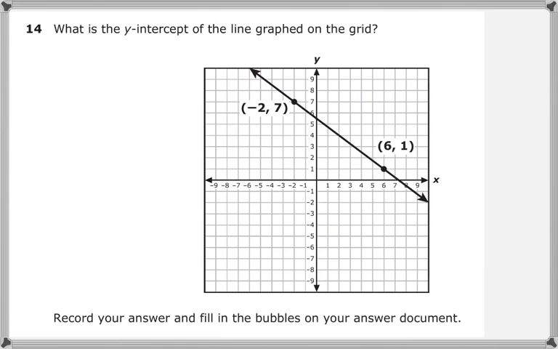We can see that the y-intercept looks like it's in between 5 and 6, but we don't know for sure that it's exactly halfway in between. So let's take a look at the slope. Let's start with the rise. We can see that the slope is negative, so from left to right, as x increases, our y values go down. That tells us we have a negative slope. Let's go from this point, negative 2, 7, down to 6, 1.